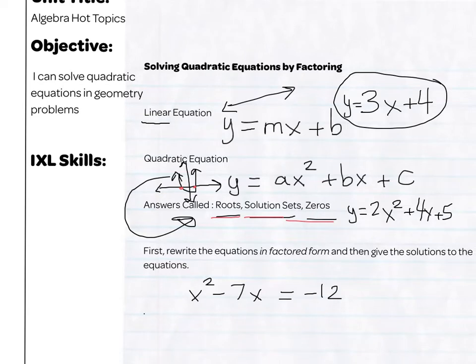Alright, so let's start off with this quadratic equation. It says first we want to write the quadratic equation in factor form. So here's a quadratic we're going to start with, x squared minus 7x equals negative 12. And then we're going to give the solutions to this equation.